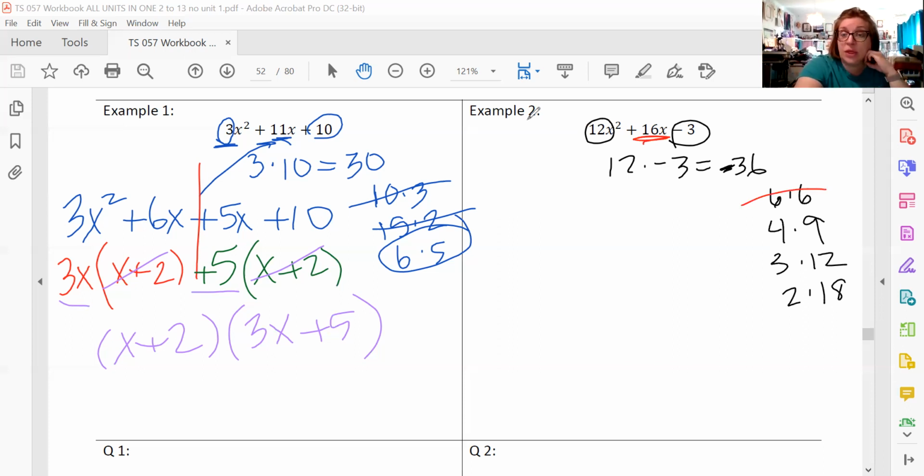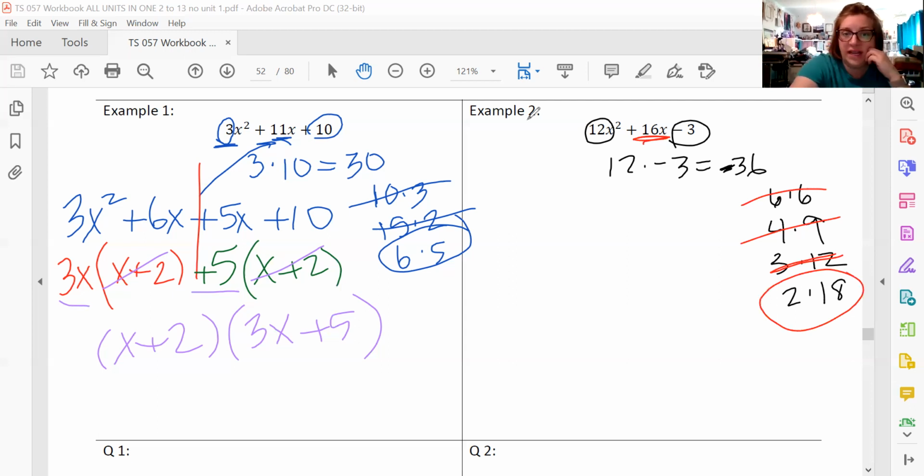9 plus 4 is 13, so that's not 16 either. If I subtract them, they're going to get smaller. 12 plus 3 is 15. Oh, that is so close, but it's still not going to work for us. 12 minus 3 is 9. That's nowhere near 16, but look at this one. 18 minus 2 gives me 16.